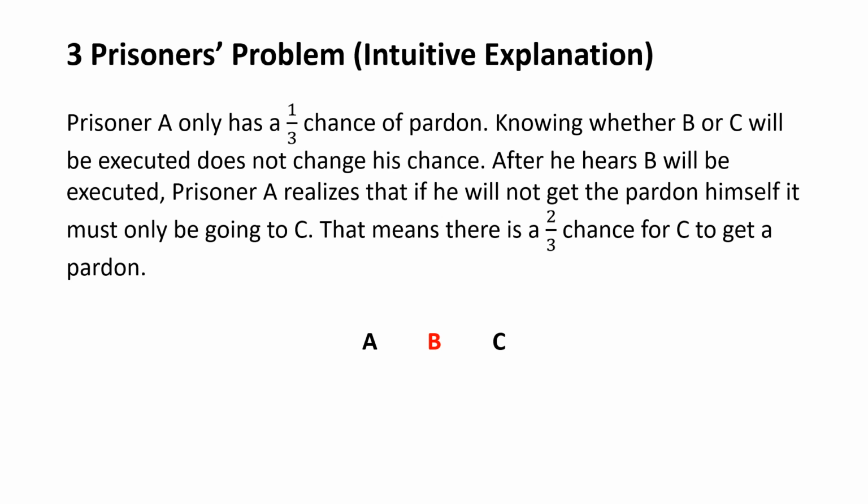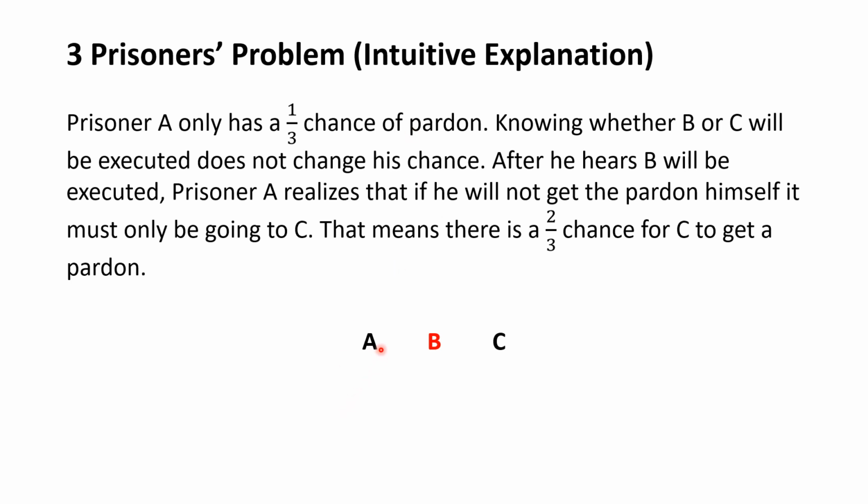Prisoner A has a 1/3 chance of pardon both before and after the response from the warden. Knowing whether B or C will be executed doesn't change that, because the warden is going to give the answer B or C in any event. A knows 100% that that's what he's going to be told, and the warden intentionally avoids giving A the information about who is going to get pardoned.